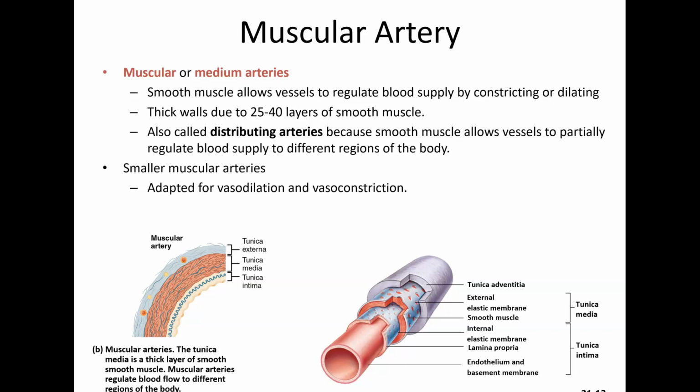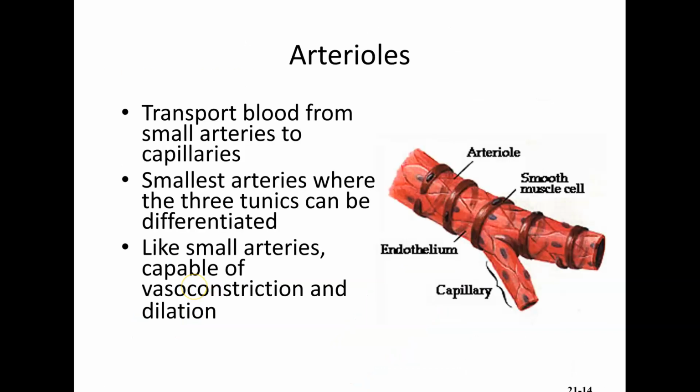And if they are even more specific, we will call them small muscular arteries, and they will be adapted for vasodilation and vasoconstriction. The last type are arterioles. This is going to be the smallest type of artery that we have. And this is when we transition from the small arteries over to our capillaries so we can start exchanging substances. At this point, we can still differentiate the 3 layers or 3 tunics of our artery, and we will still see that vasoconstriction and vasodilation will take place here.